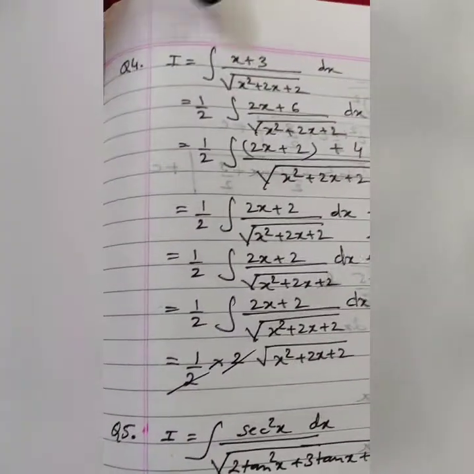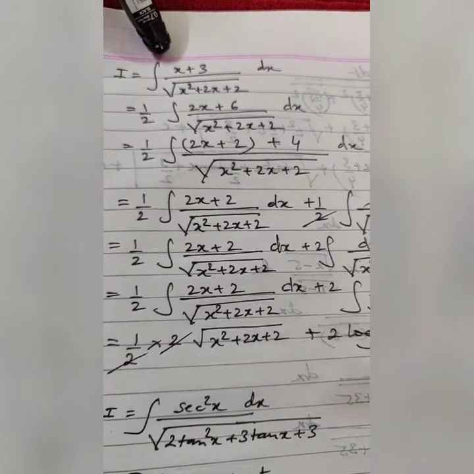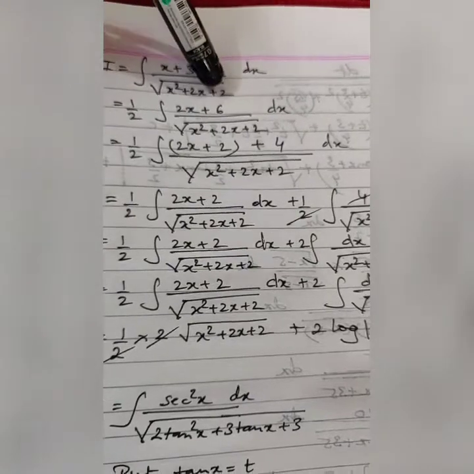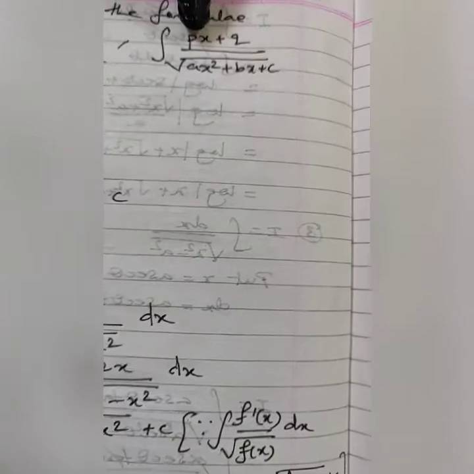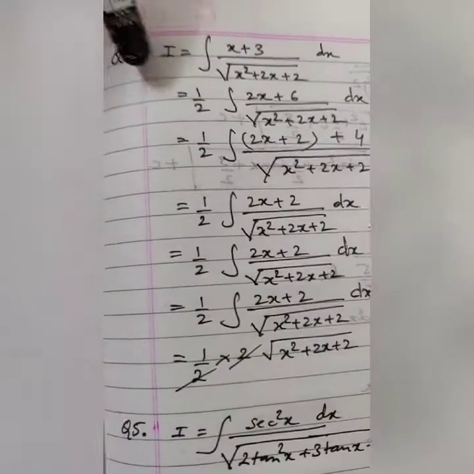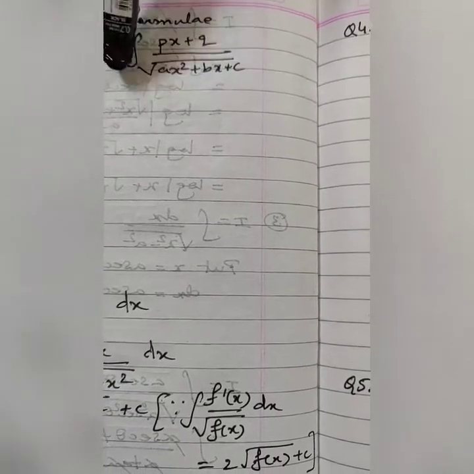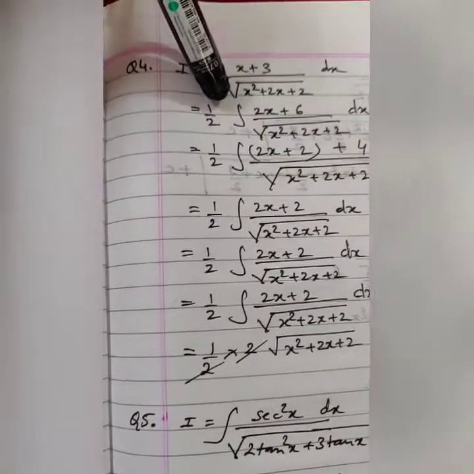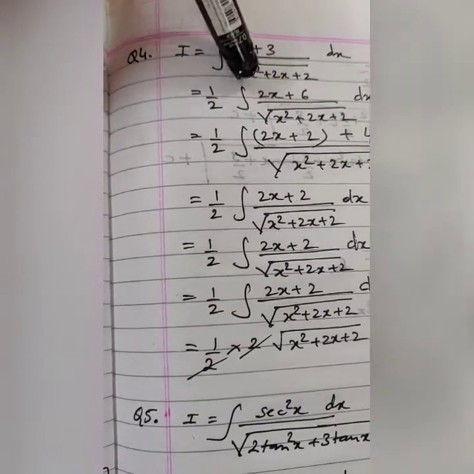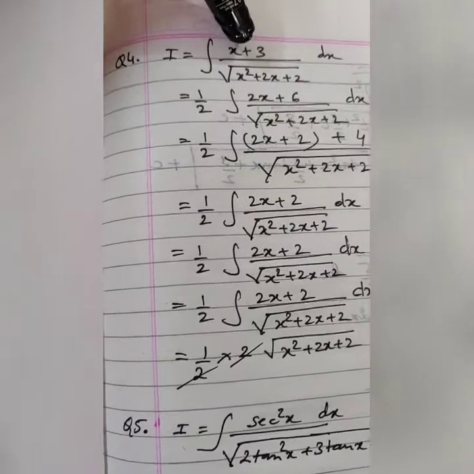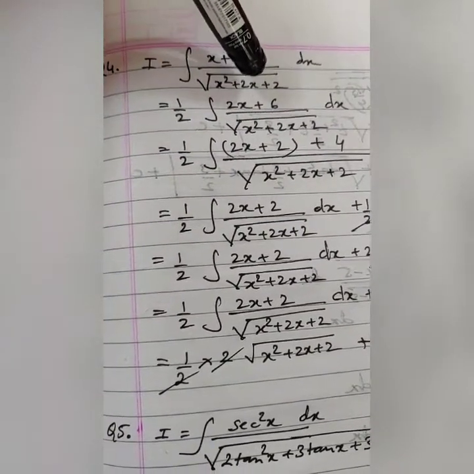Moving to the next question now, question number 4. Now in this case we have integration of x plus 3 upon root of x square plus 2x plus 2. Now this is clearly this format. Now like I told you, whenever you have a linear expression in the numerator and a quadratic equation in the denominator under a root, we will try to get the derivative of the term inside the root in the numerator. So x square plus 2x plus 2, the derivative is 2x plus 2.